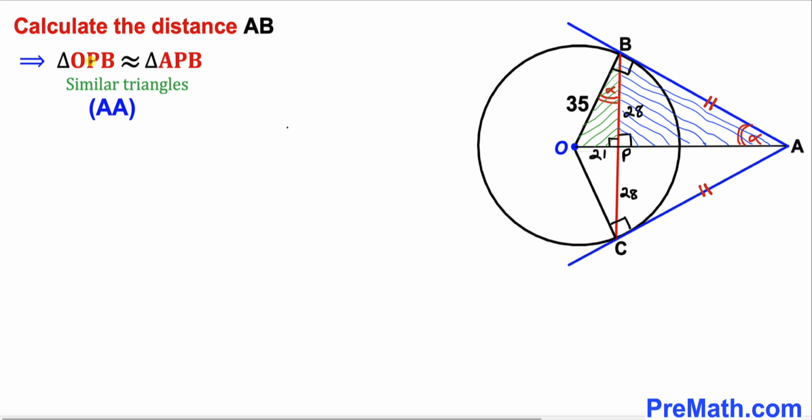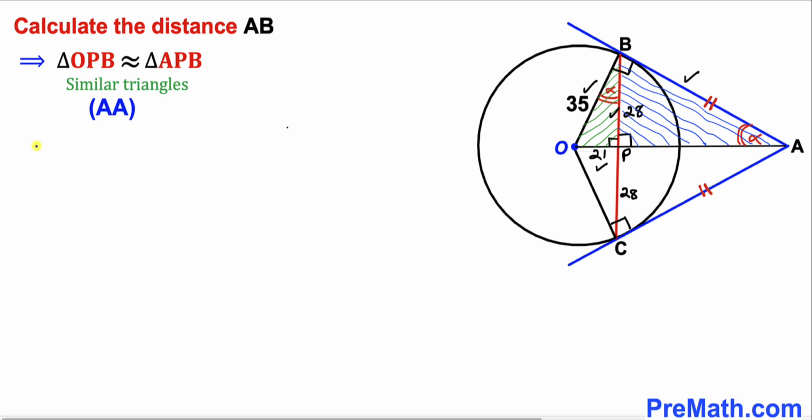Therefore, we conclude that these two triangles, triangle OPB and this triangle APB, are similar triangles according to the angle-angle similarity theorem, since this angle is congruent to this angle and this angle is 90 degrees. This angle is 90 degrees as well. So therefore, we are going to have a proportion. That means AB divided by BP equals OB divided by OP.